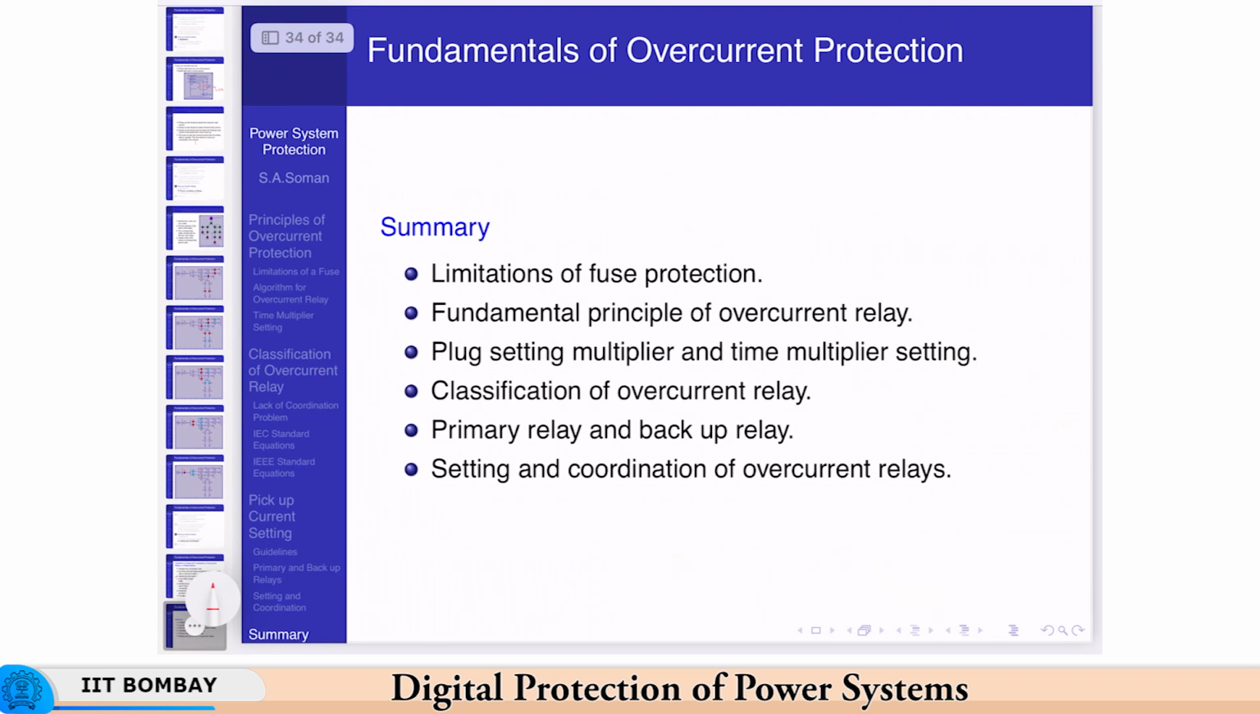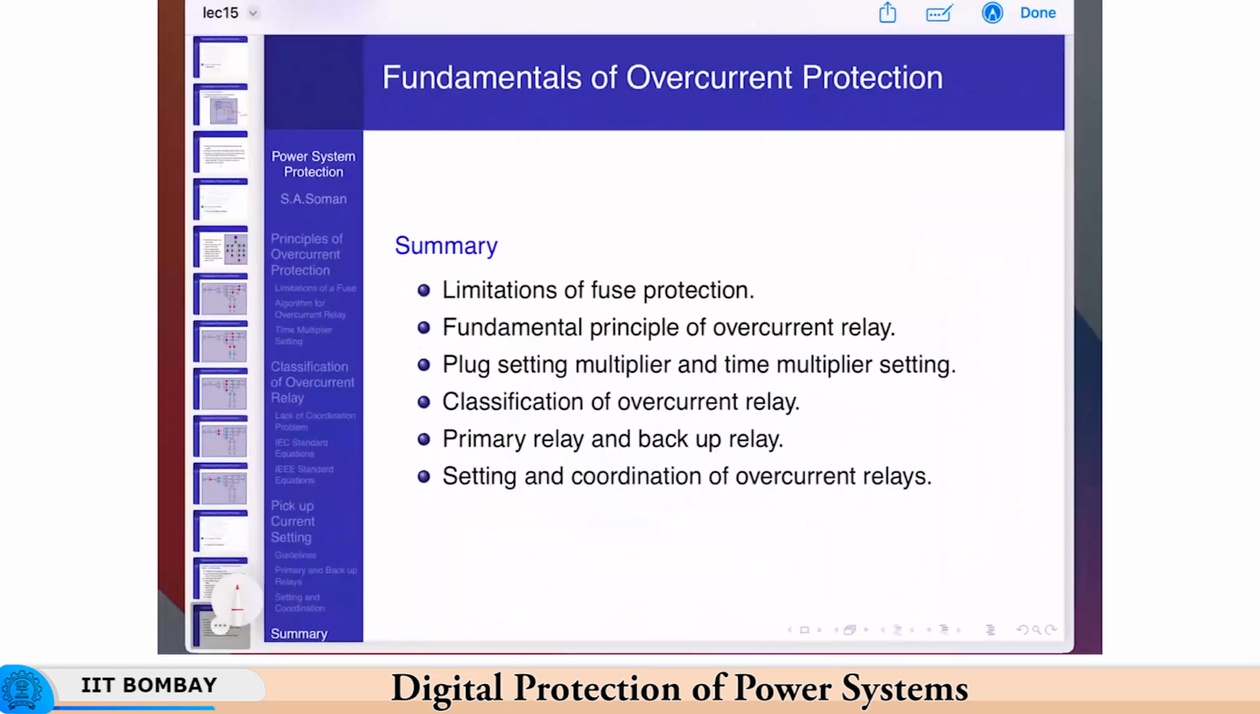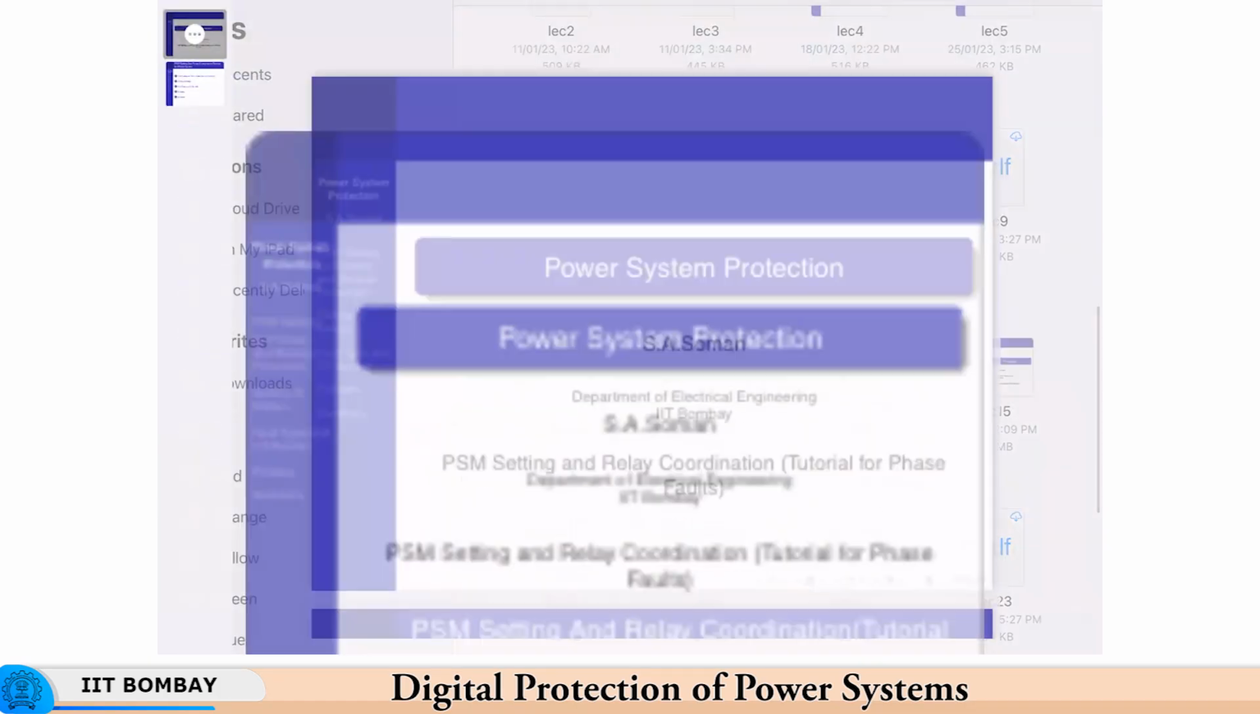So, in this part of the lecture, we saw the limitations of fuse protection. We saw the fundamental principles of the overcurrent relay. We saw what the settings are: the current setting is known as the plug setting multiplier, and the time setting is the time multiplier setting. Then the types: the instantaneous, the definite time overcurrent relay, and the inverse definite minimum time relay. Then how the primary and backup relays function and how they are set, and finally the coordination. We will have a quick look at the problem, and then stop for the day.